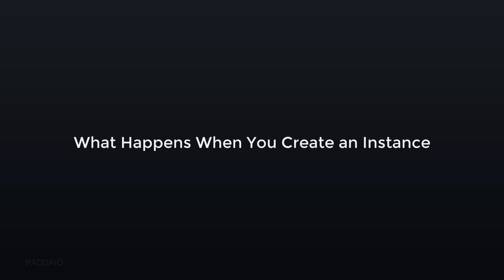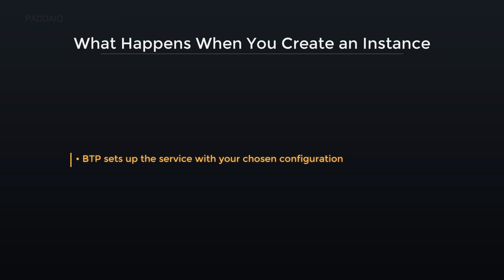Creating an instance in SAP BTP, a step-by-step overview. BTP sets up the service with your chosen configuration. This means the platform automatically provisions and prepares the service based on your specific settings. For example, when you create an SAP HANA Cloud instance, BTP allocates the exact memory and compute resources you selected. This automation ensures your service is ready for immediate use.